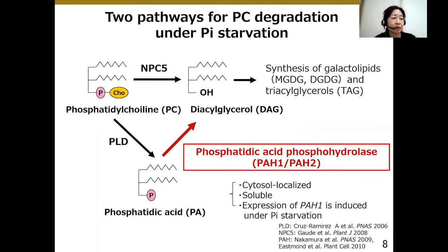There are two major pathways for phospholipid PC degradation during phosphate starvation. One of the pathways is mediated by non-specific phospholipase C5, NPC5, which directly produces diacylglycerol from phosphatidylcholine, PC. The other is a combination of PLD and phosphatidic acid phosphohydrolase, designated as PAH. Our research group identified two genes, PAH1 and PAH2, in Arabidopsis plants in 2009, and showed that these are soluble and cytosolic enzymes.